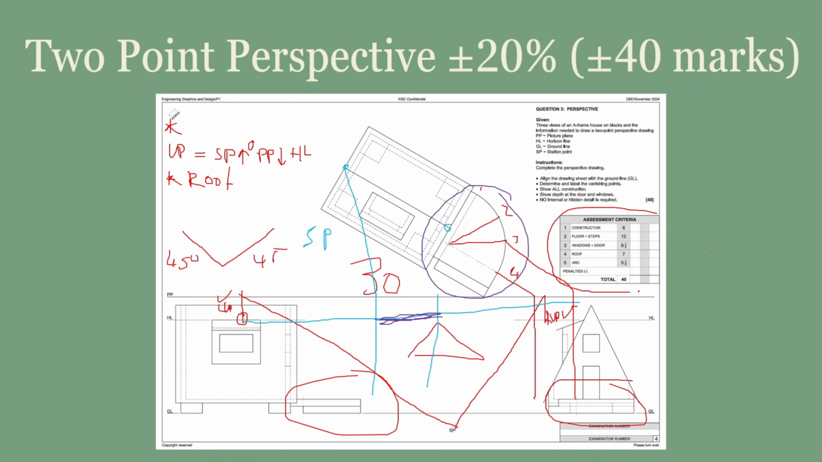It's always good practice to check out the assessment criteria to make sure that you adhere to all the criteria that you need to do and to see the mark allocation to know where you need to spend most of your time. Always read through the question and the instructions. Remember, we never put hidden detail in a 2-point perspective. And when a window is open and you can see through a window or a door, you will need to show the inside corners of the building. So just take note, that is sometimes a bonus mark.